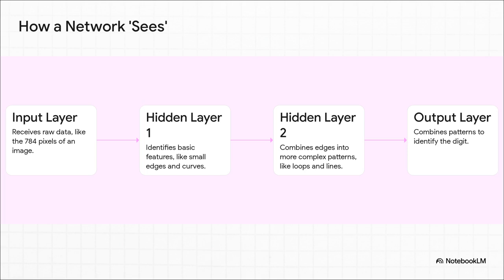That's it. But then, the next layer in the line looks at those pixels and learns to spot really simple patterns, like little edges or short curves. Then, the layer after that takes those simple edges and combines them into bigger ideas, like a full circle or a long straight line. And then finally, the output layer puts all those pieces together and makes the final call. Okay, I see a loop on top of a straight line, that's got to be a 9. See? Each layer gets a little more abstract, building on the work of the one before it.